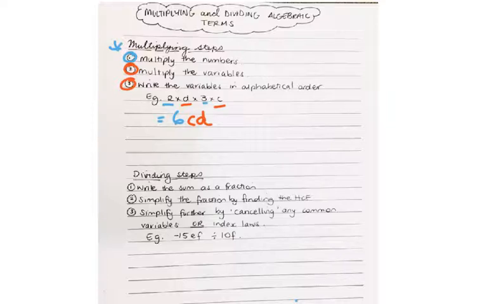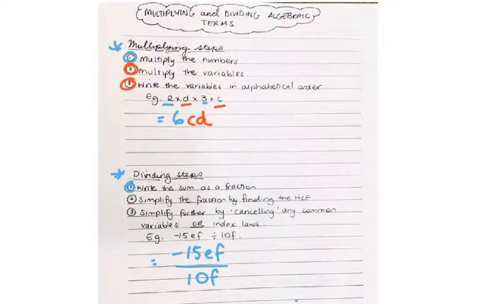With dividing algebraic expressions, firstly we're going to write the sum as a fraction. Second, we're going to simplify the fraction by finding the highest common factor, just like when we simplified fractions. And 3, we're going to simplify further by cancelling down any common variables or using our index laws. So the first step is to write our sum as a fraction. So if I have this example, which is minus 15EF divided by 10F, I'm going to write that first as a fraction.